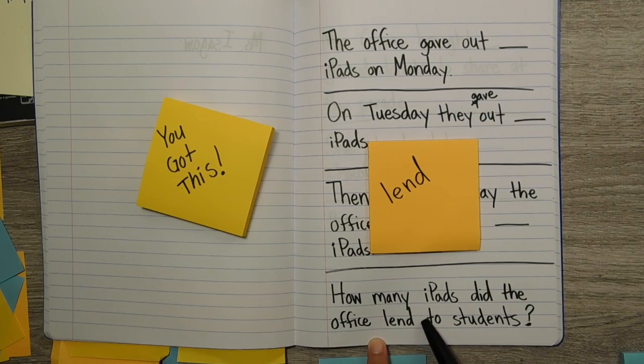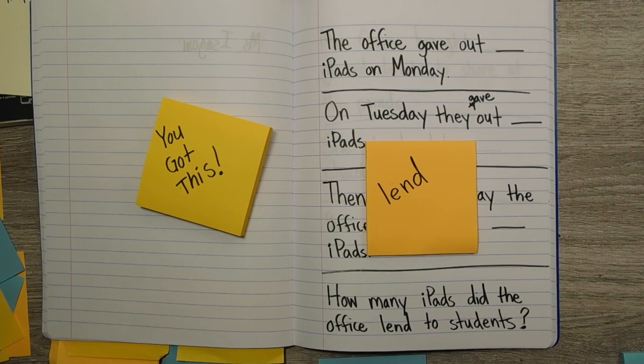This might be a word that's new to some of you, so I just thought we would go over it before we really delved into the problem. So how many iPads did the office lend? Lend is another way to say borrowed. Like, I let you borrow my pencil. I lend you my pencil.